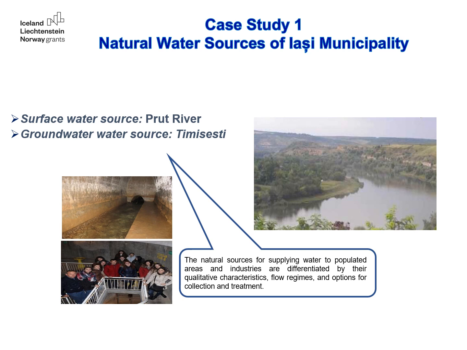The water sources used for water treatment for drinking purposes consist of a surface water source, the Prut River, and the groundwater source, Timișești. The natural sources for supplying water to populated areas and industries are distinguished from each other by their qualitative characteristic, flow regime, and option for collection and treatment.